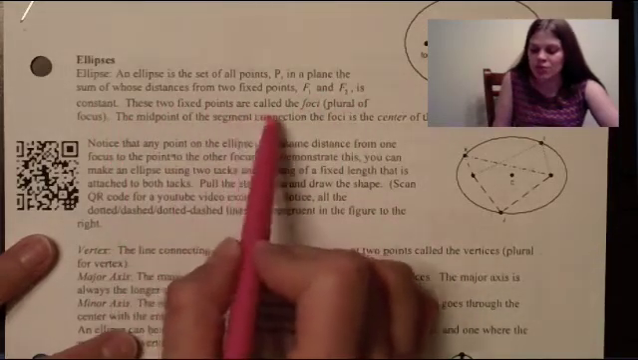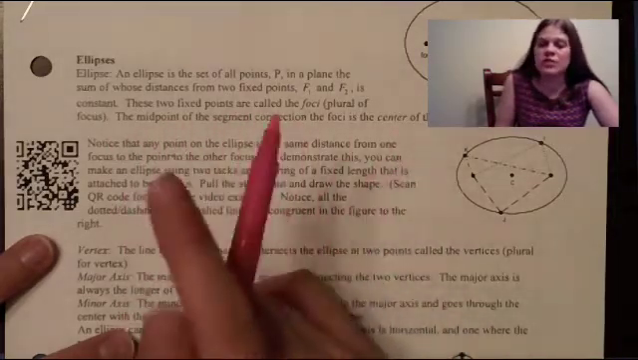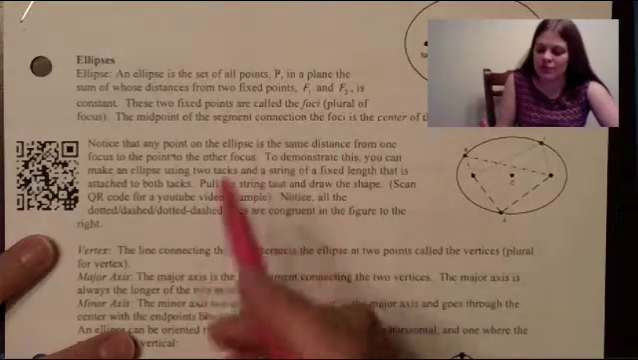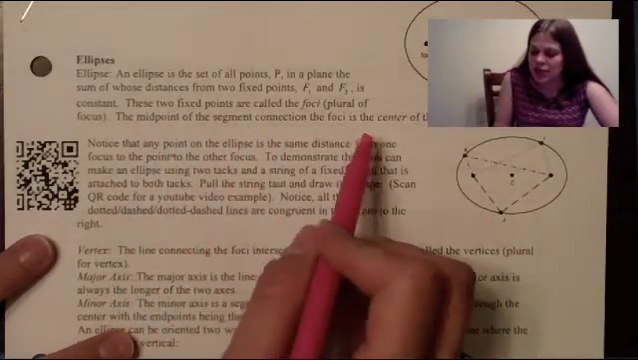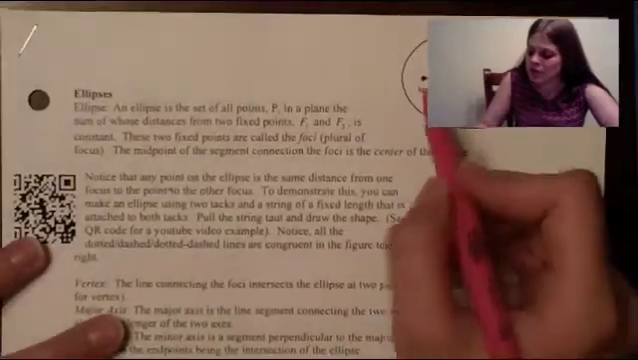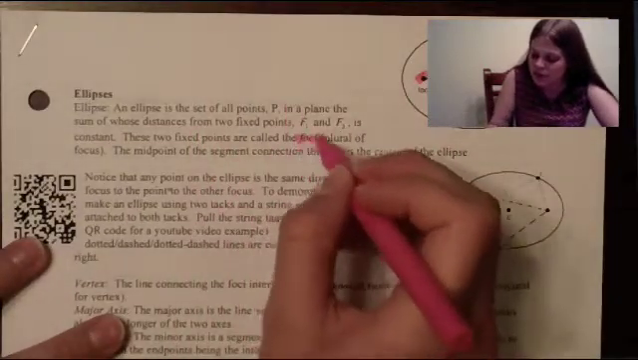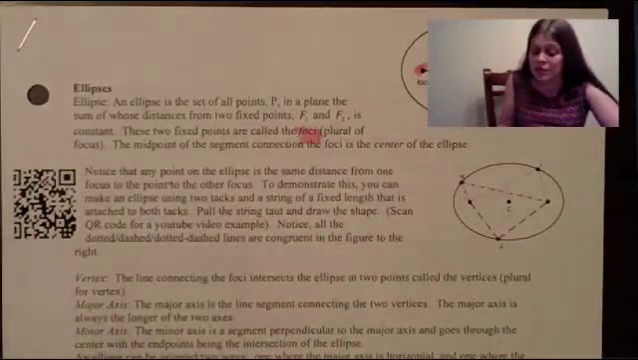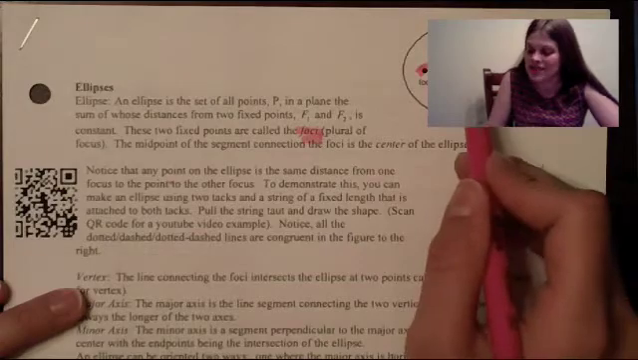These two fixed points are called the foci. Foci is plural for focus. So if there's one of them, you say focus. If you're talking about multiple, you say foci. Okay? The midpoint of the segment connecting the foci is the center of the ellipse. So here we have, this is our focus, this is our focus, and together we call them the foci, and then the middle of those is the center.